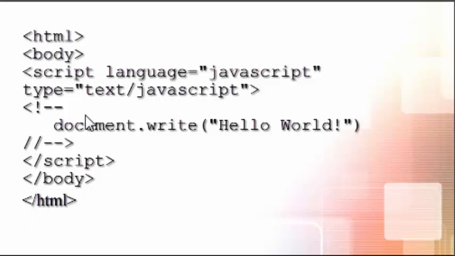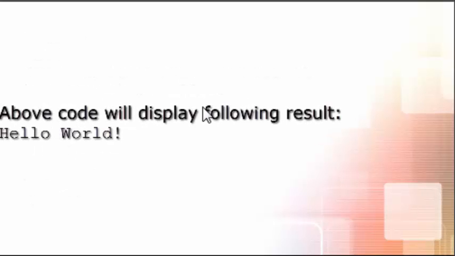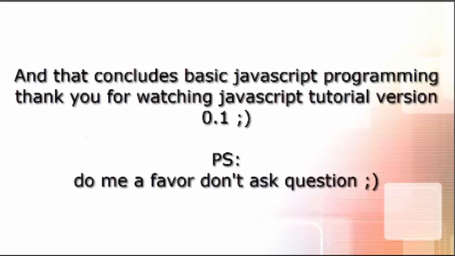When you write it down in your code, it will display the following result, which is hello world. So basically that is all I want to explain for now. That concludes the basic JavaScript programming.